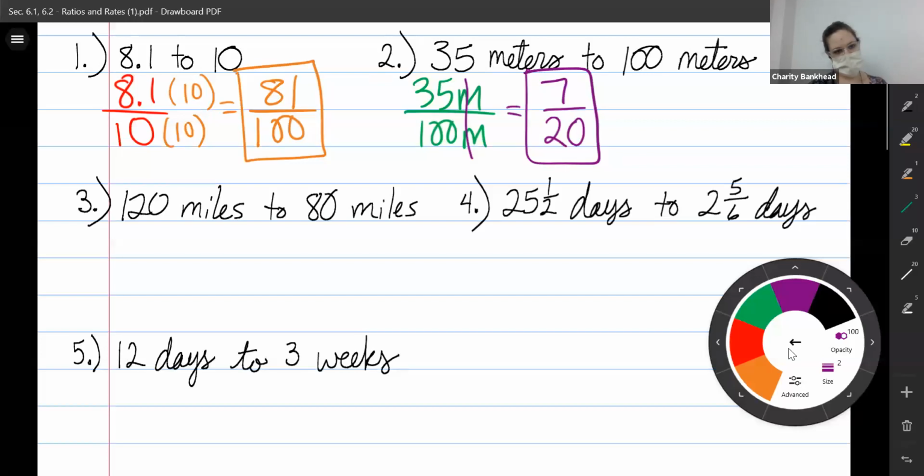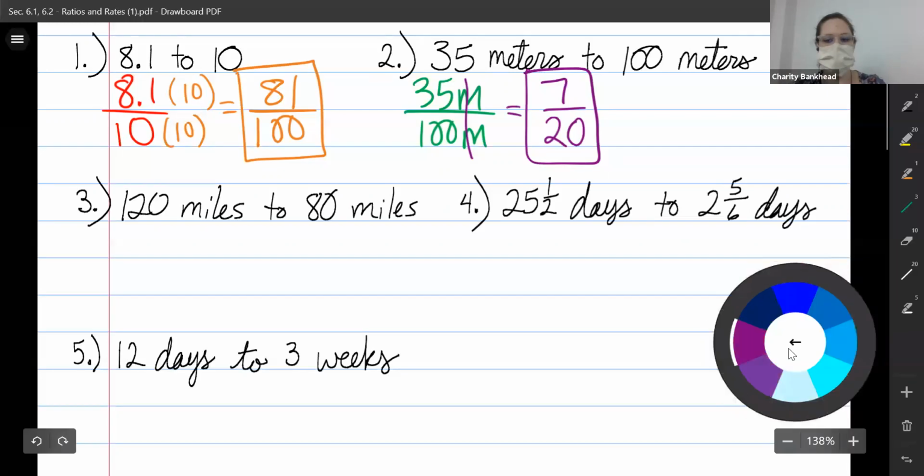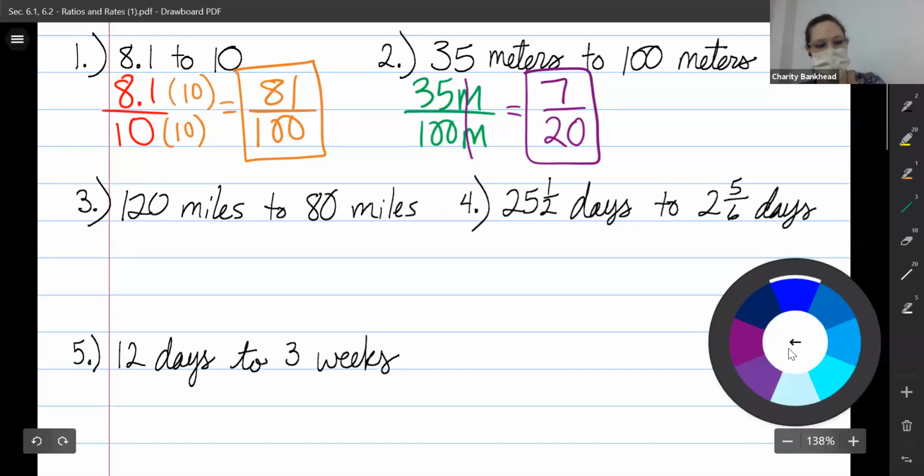All right, number 3, 120 miles to 80 miles. So I know the miles are going to cancel out. So I'm just going to write 120 over 80.